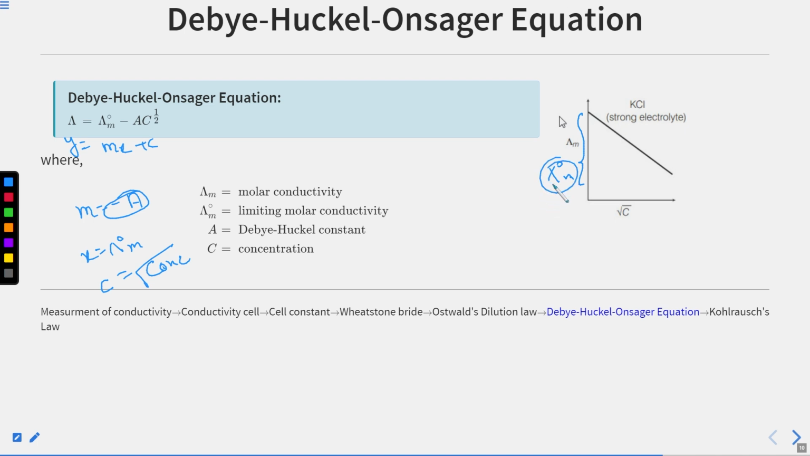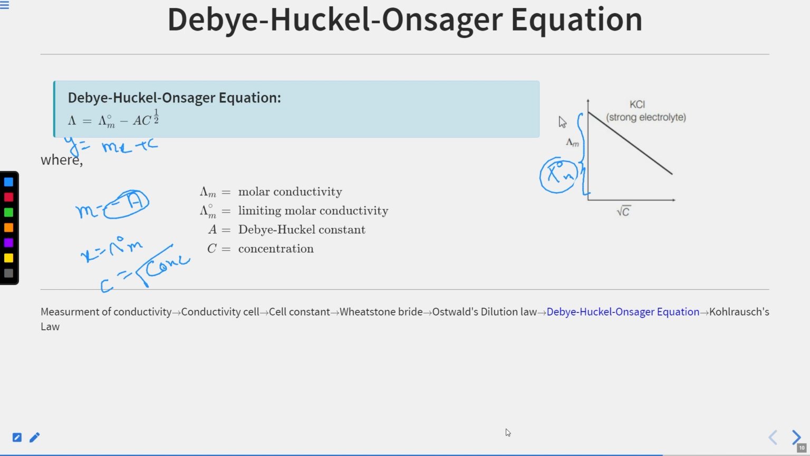Now we can say one more thing about this lambda naught m, that lambda m is maximum when the concentration is 0, and lambda naught m is the molar conductivity at infinite dilution. So it is considered as limiting molar conductivity. Okay, is it clear? So what is lambda naught m? It is the molar conductivity at infinite dilution.